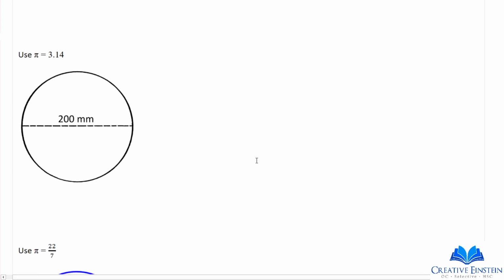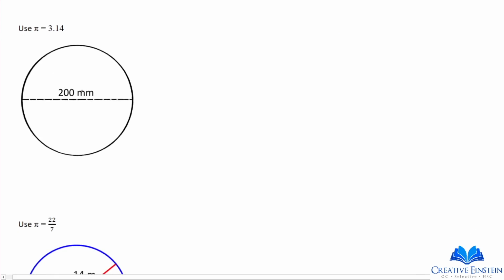This is our next one. Now, this time, pi is going to be slightly harder. It's going to be 3.14. And we're given the diameter. The diameter equals 200 millimeters, which means our radius, which is half the diameter, because the radius starts from the middle of the circle to the end, that's going to be 100 millimeters.